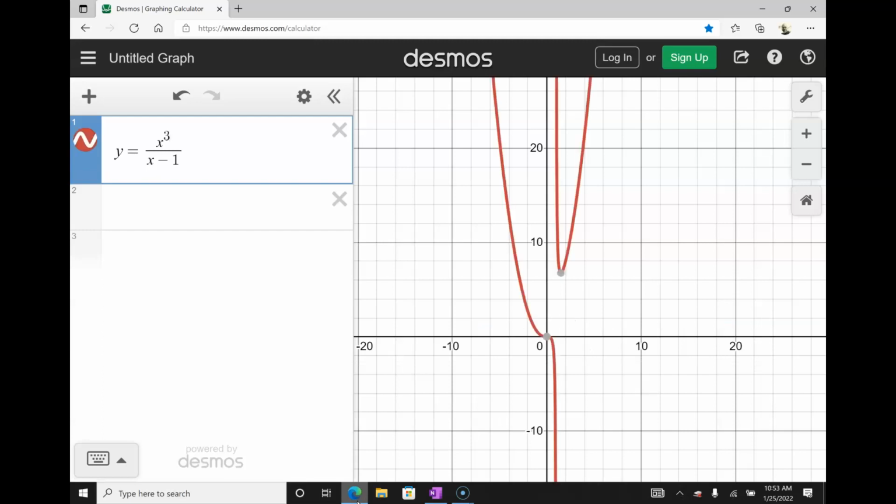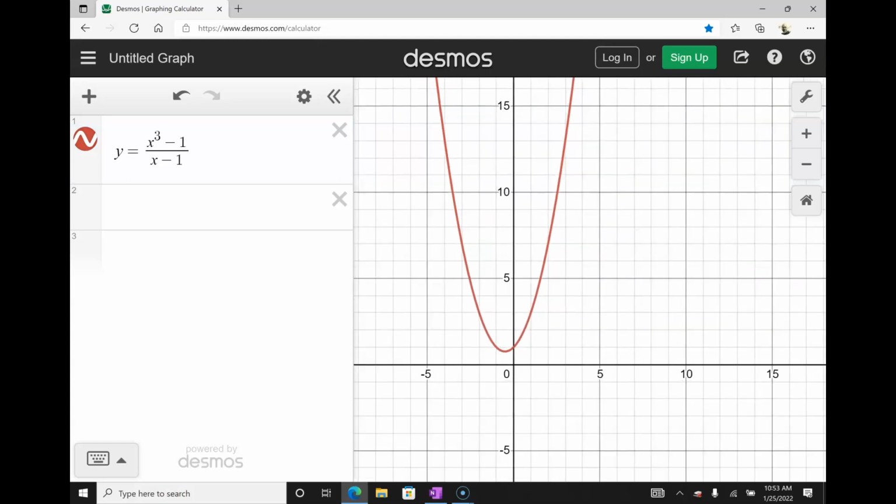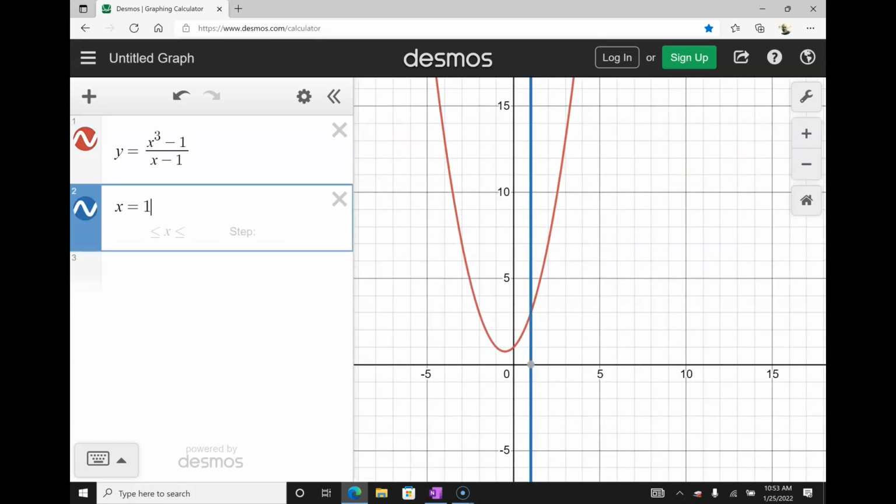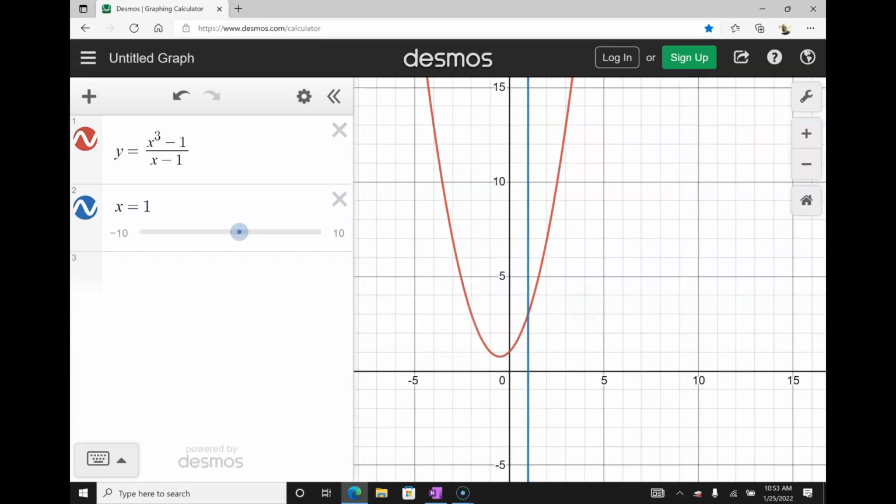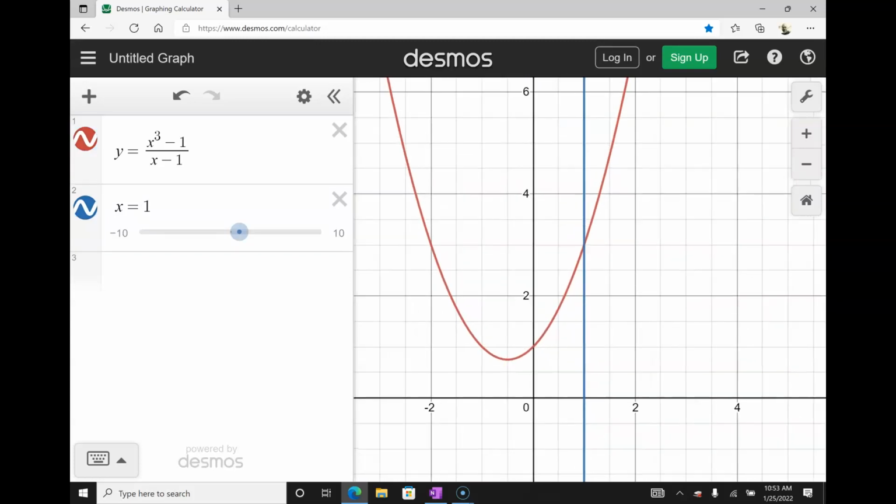X cubed minus 1, right? And I'm interested in what happens when x is 1. So do you see that I hit a height of 3? At x is 1, I hit a height of 3. That's my limit. Simple, right? Let's do it numerically.